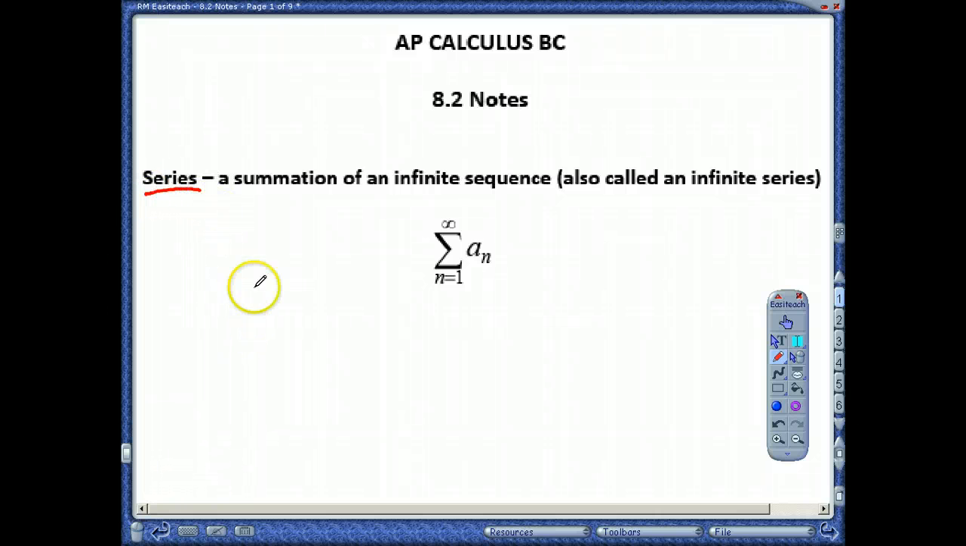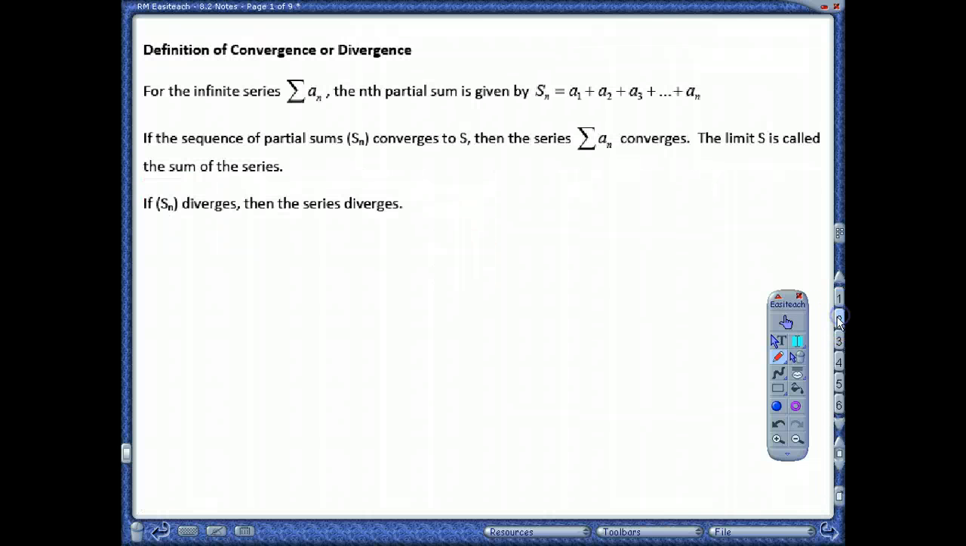series a lot. Okay, and all a series is, you look at this infinite sequence, and you're going to add up all those terms. So it's a summation of an infinite sequence. So it's also called an infinite series or a series. Now when we're talking about the definition of convergence or divergence, you're looking at if that sum converges, then that series converges. If that sum diverges, then that series is going to diverge. So all of this is basically saying if the sum converges, so does your series.